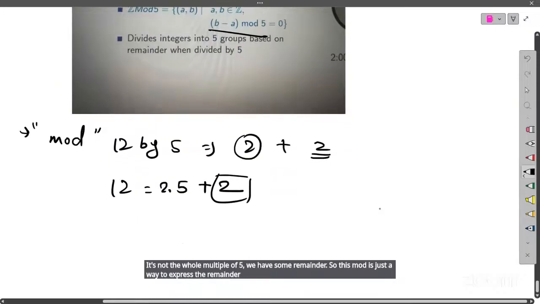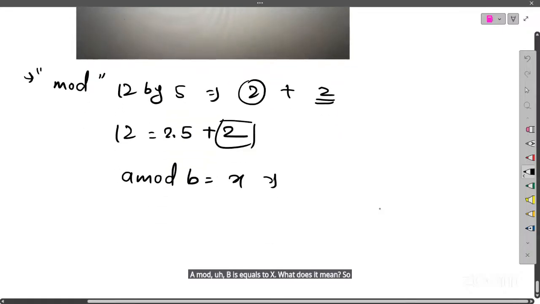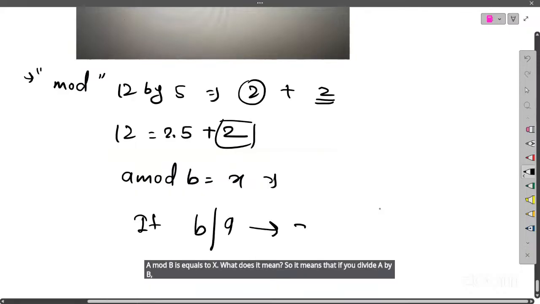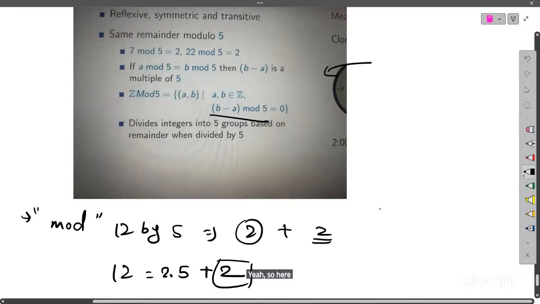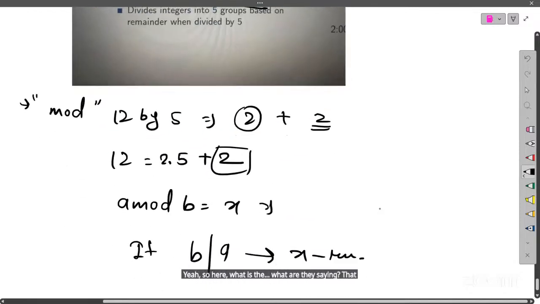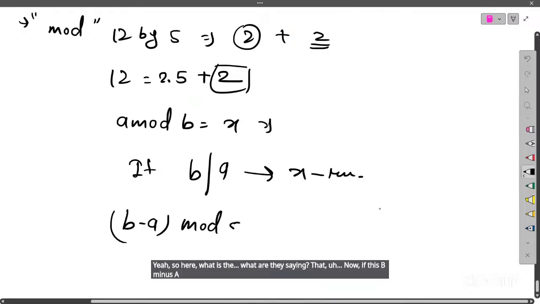So if someone is saying that a mod b is equal to x, what does it mean? It means that if you divide a by b, you'll get x as a remainder. Are you okay with this fact? What does this modulus mean? Yes, ma'am.